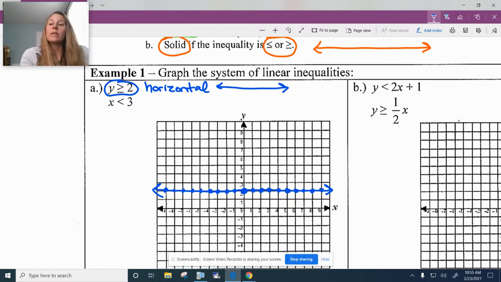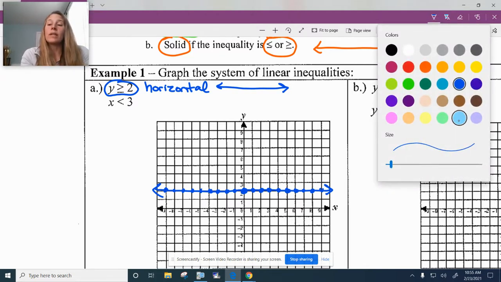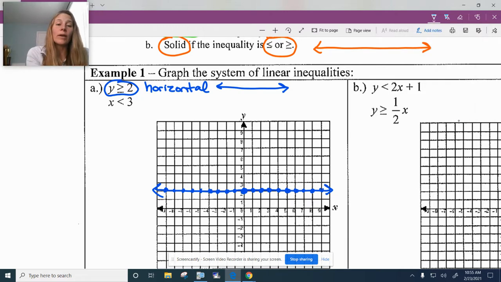Now, because this is an inequality, we have to take this extra step, and we have to do some shading. So to do the shading, we look at the y, and then we look at the inequality sign. Now, if it's opening up towards the y, that means that y is greater or equal to 2. So look at my y-axis. All the numbers on the y-axis that are greater or equal to 2 would be above that line. So that's why I shade up here.